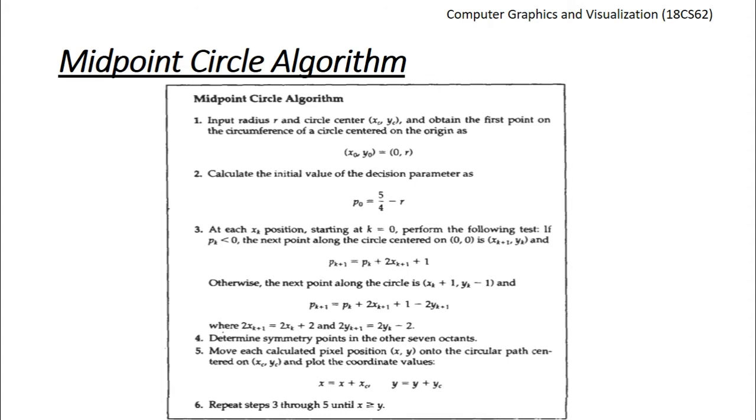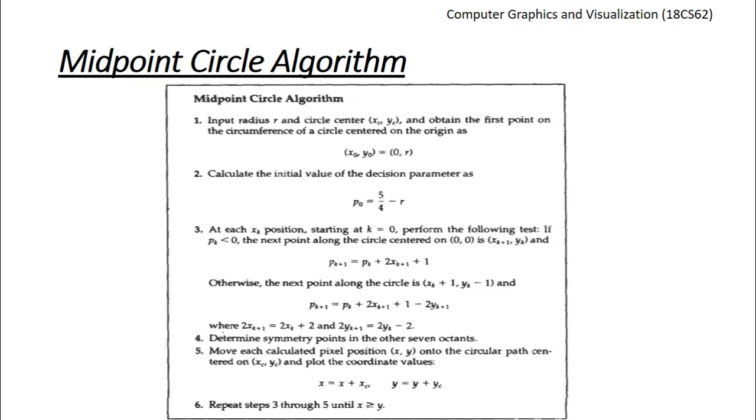Now let us see the second step here. Calculate the initial value of the decision parameter as p0 equals 5 by 4 minus r. That is the equation given to compute the initial decision parameter. Remember, if the value of the radius is given as an integer, this 5 by 4 can be replaced with 1, so p0 can be computed as 1 minus r. If it is a floating point number, we compute p0 equals 5 by 4 minus r. That is the second step.